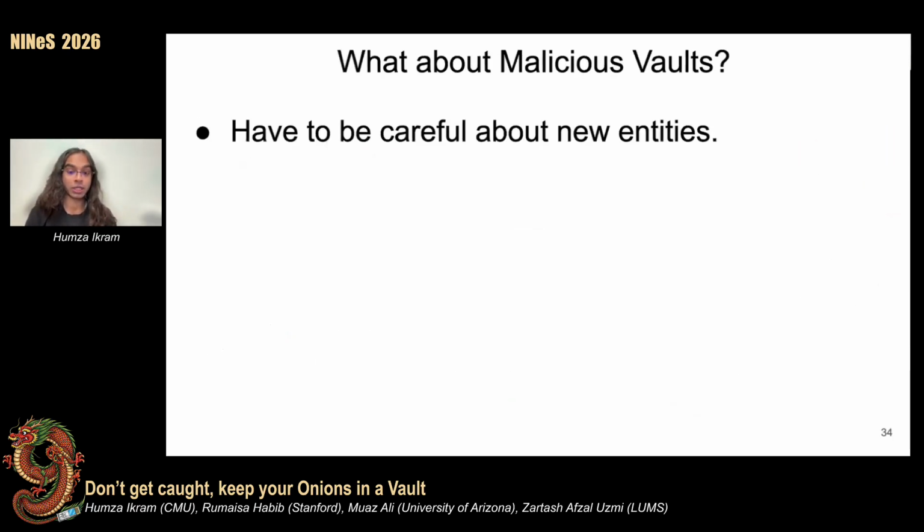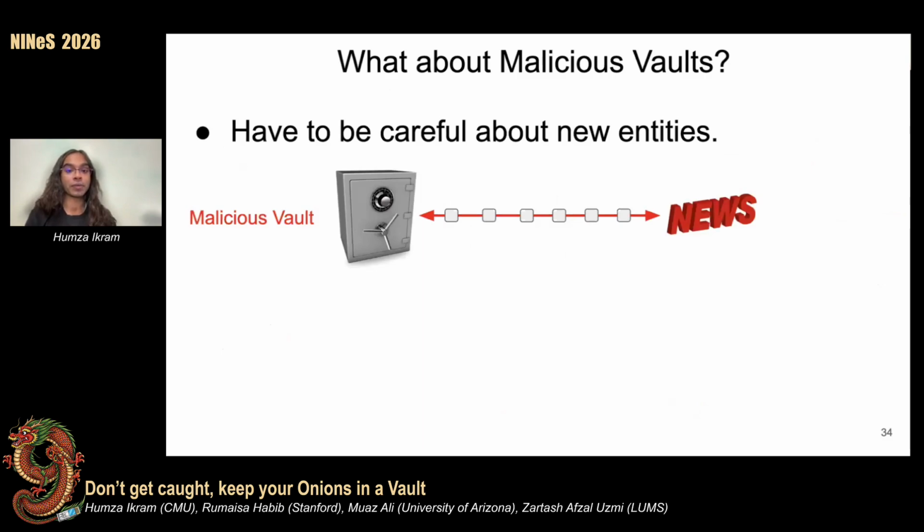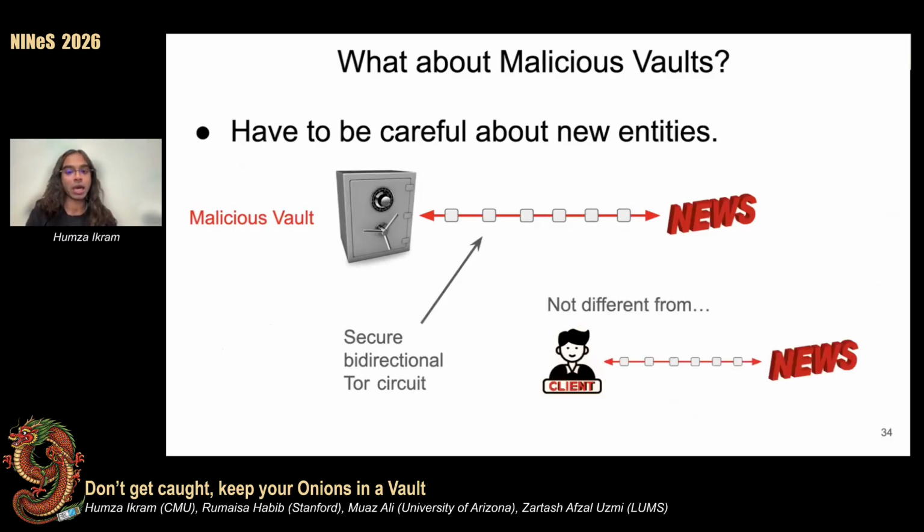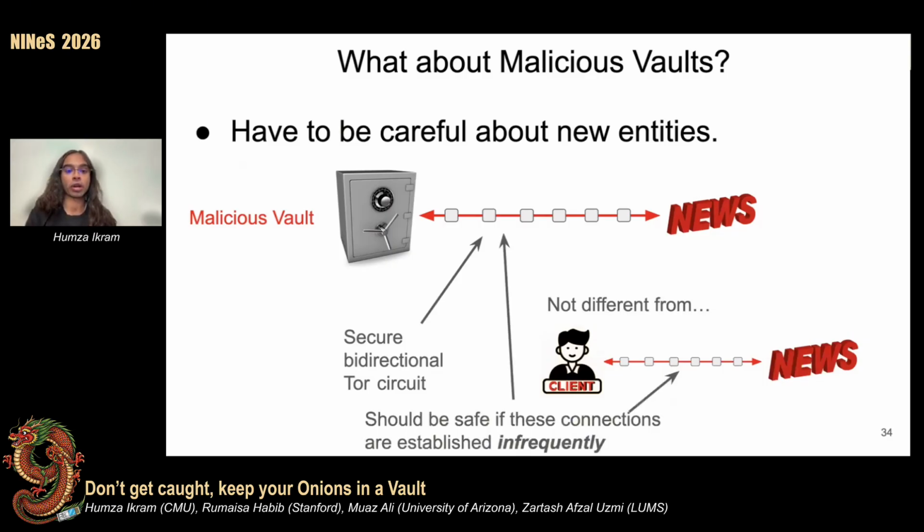And if you have a malicious vault, well, that's an interesting thing, but we can mirror it with the actual Tor architecture right now. You're still connected to the vault with a secure bidirectional Tor circuit. And that's also the case when you have a malicious client right now. And even now in Tor, if these connections are super infrequent, then these Tor circuits are considered safe because you need time to correlate traffic and fingerprint and so on. So given this, we believe that the vault at worst is as bad as connecting to a malicious client. And if it's infrequent enough, that's not a problem. And if it's too frequent, you might as well display the content yourself, perhaps.